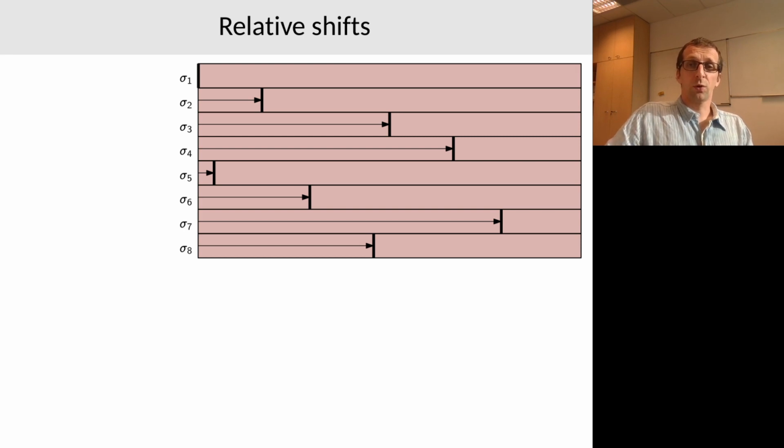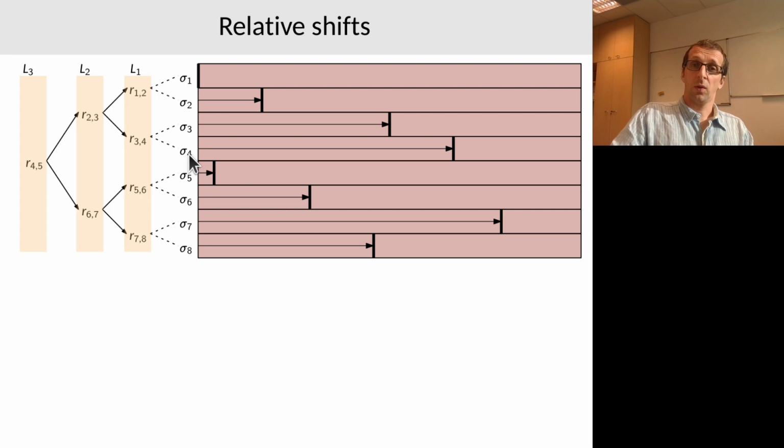It also shows that our bound on the number of edges can be improved, but this improvement turns out to be insignificant. Now, instead of choosing absolute shifts, sigma 2, sigma 3, and so on, we prefer to work with relative ones. So R12 denotes how much the second row is shifted with respect to the first row. R23 denotes the relative shift of the third row with respect to the second row, and so on.